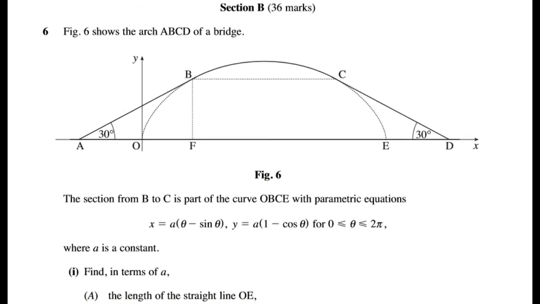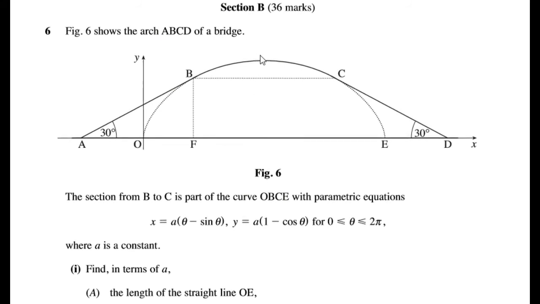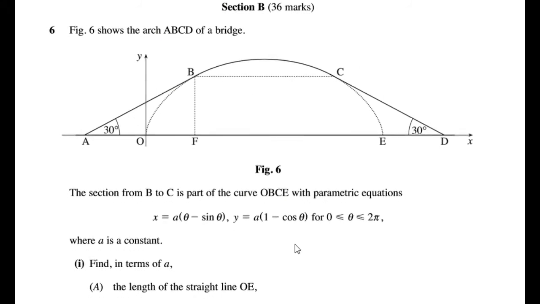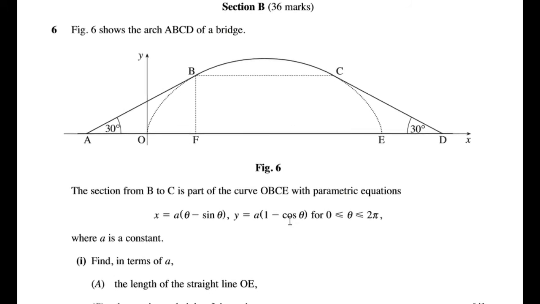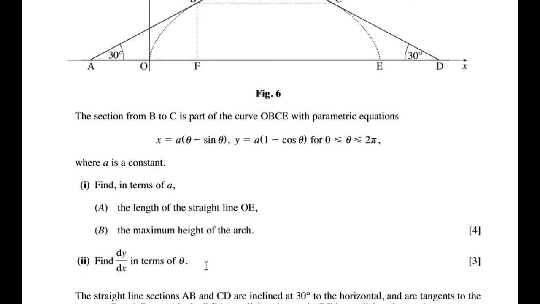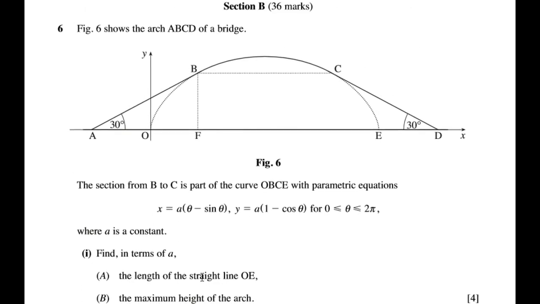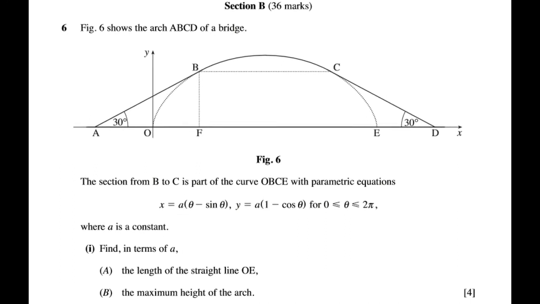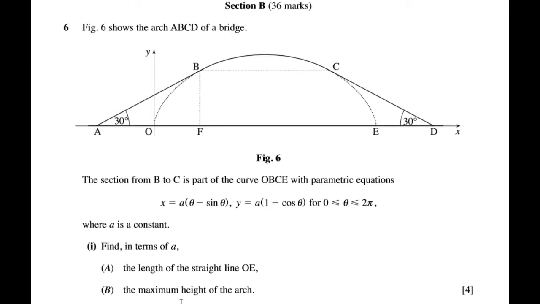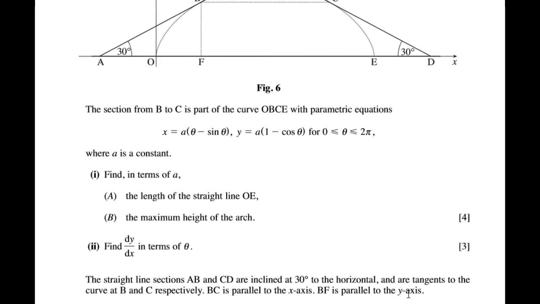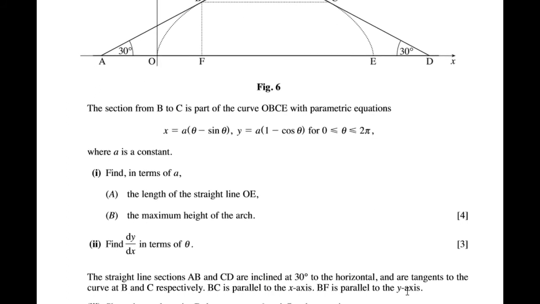For part B, max height of the arc, so you need to find the stationary point of this particular graph. Part 2 is find dy/dx in terms of theta. Okay, you might need to use part 2 to do part 1b, but I think there might be another method, so I will leave that open.